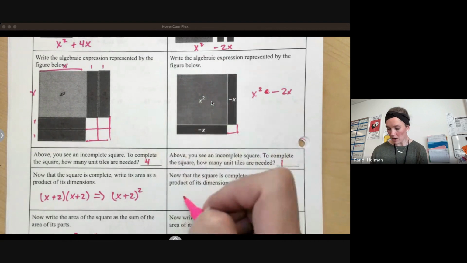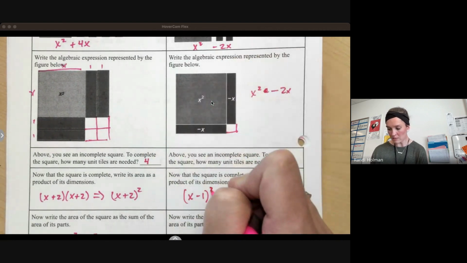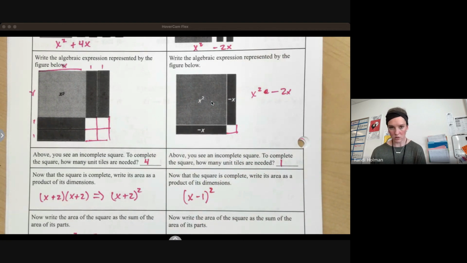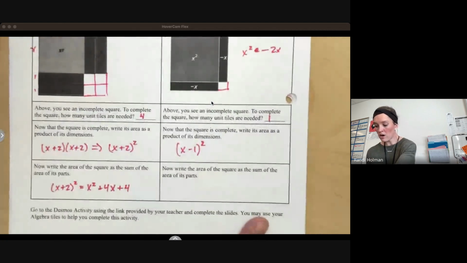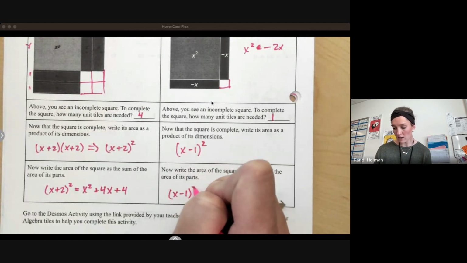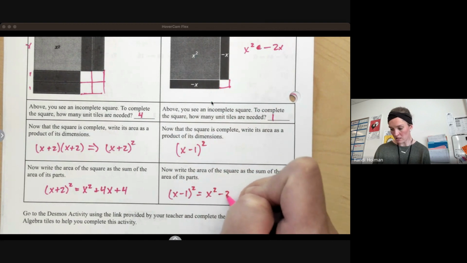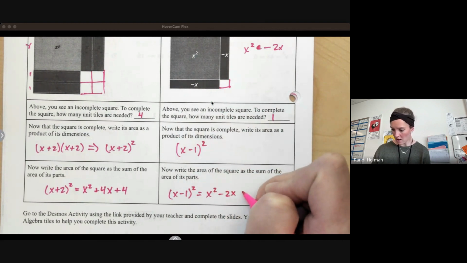We can write it as its parts. So it's x minus 1. And again, it's a square, so those are the same. So I'm just going to write it as x minus 1 squared. Okay. Or we could write it as the sum of its parts. So the x minus 1 squared should be equal to the x squared minus 2x plus 1.